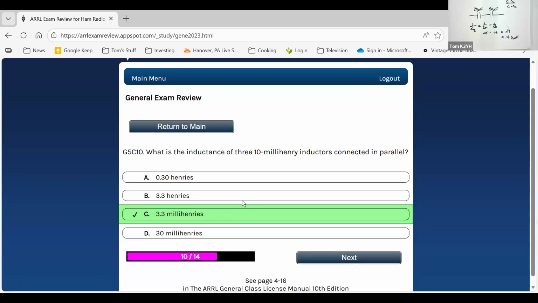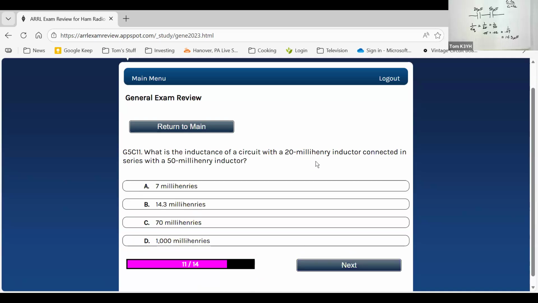I always tell people to remember the formulas for resistors and inductors are the same, as their symbols almost look the same. Yeah, that's a good point. So the next question will give me a chance to do some drawing. So that's 10, and here's 11. Inductance of a circuit with 20 millihenries connected in series with a 50.